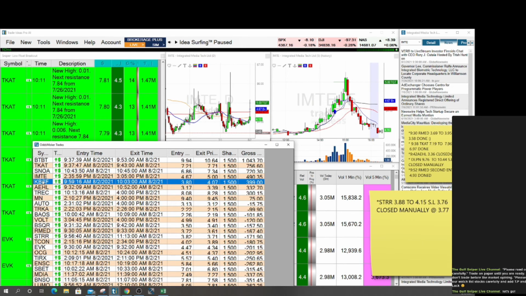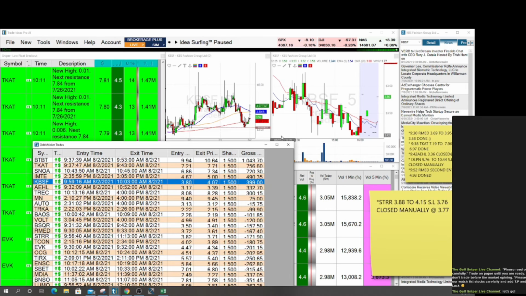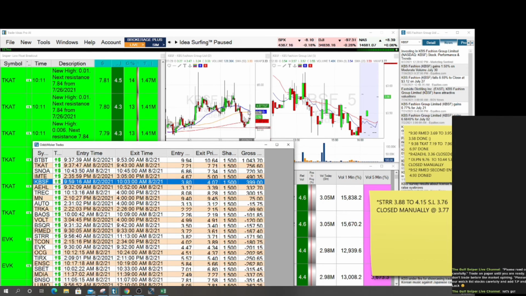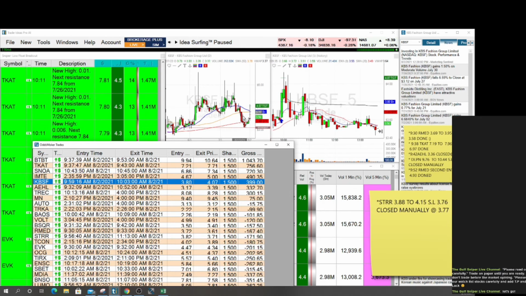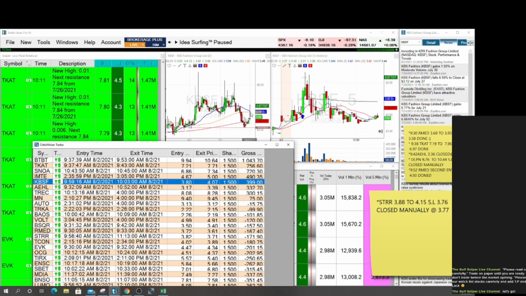Last one to talk about is Kbsf. Kbsf was also testing the 50 and 200 moving averages, and it was not able to hold up above the moving averages, but I'm expecting another movement for today's session, at least to test the 50 days moving average. Okay, here it made it in one candle and then within 5 minutes, and it gave us 7% easily.